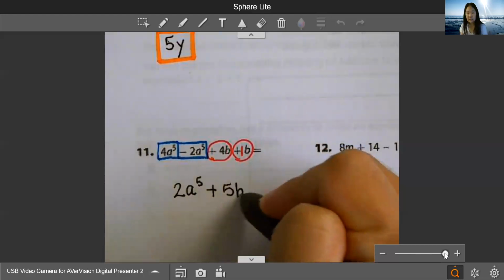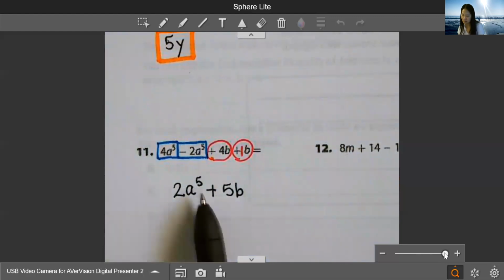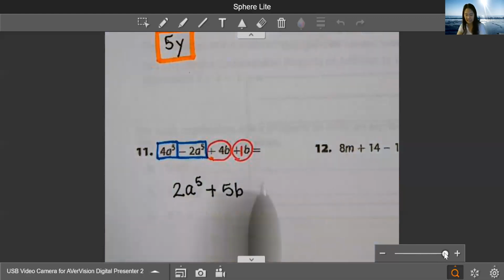Now, take a look at the answer. Did we do it in alphabetical order? Yes, I did. So that's the final answer.